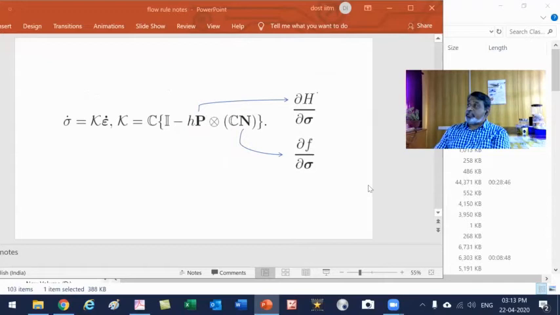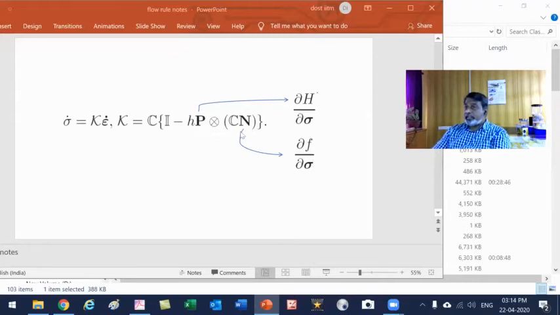And if we derive, just like what we have done earlier, the relationship between the change in stress and the change in strain, these two are tensors right now. And this K is the tangent stiffness matrix. That will happen to be the elastic modulus times I minus H, which is a hardening value, times P dyadic C N, where N is ∂F/∂σ, P is ∂H/∂σ.